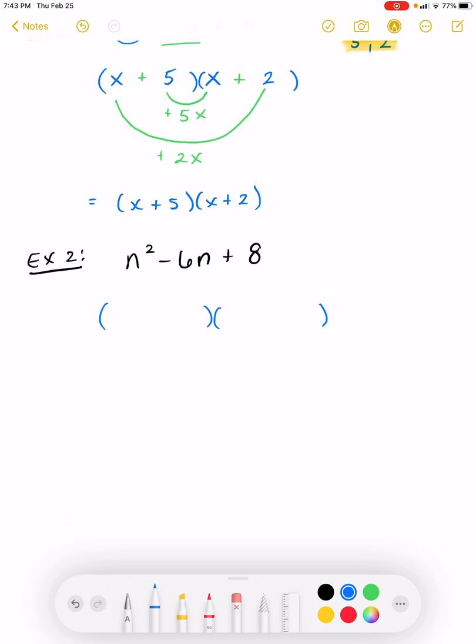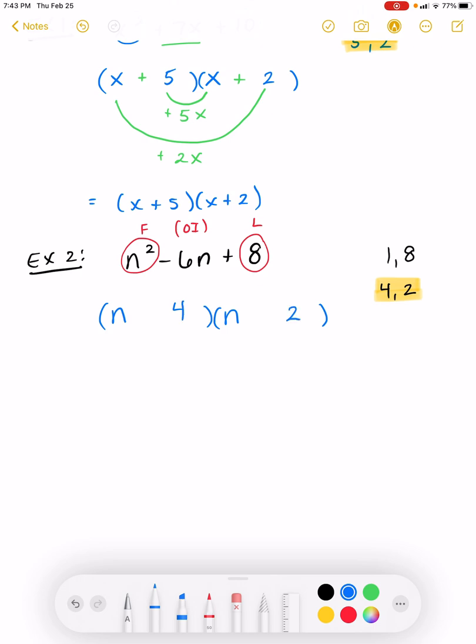When we start, we're going to take the first term and split it into n times n. Then we're going to take the last term and split it into factors of 8. So, what are factors of 8? Well, 1 times 8 makes 8, and 4 times 2 makes 8. So the question is now, what can we add and subtract when we combine the outer and the inner to make a 6? We're going to use the 4 and the 2. So I'm going to go ahead and put the 4 and 2 in here.